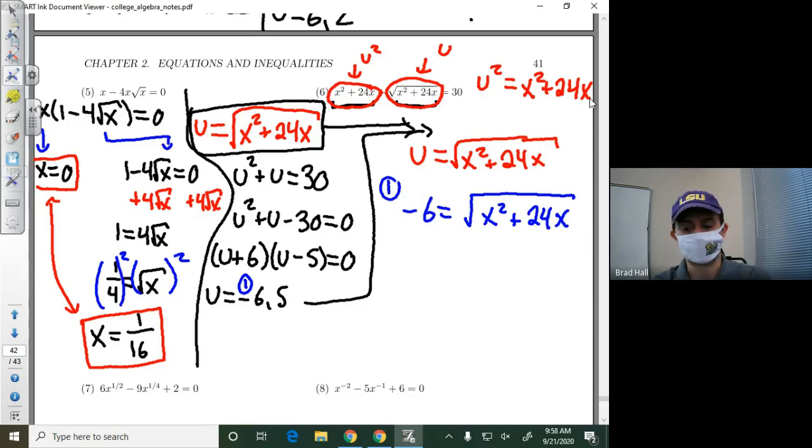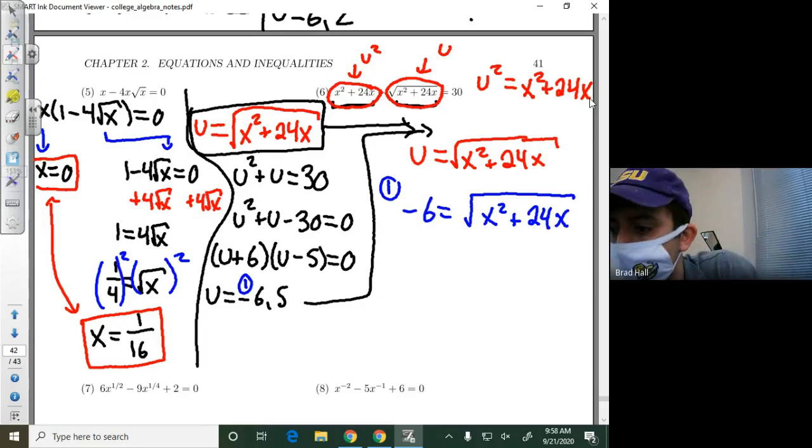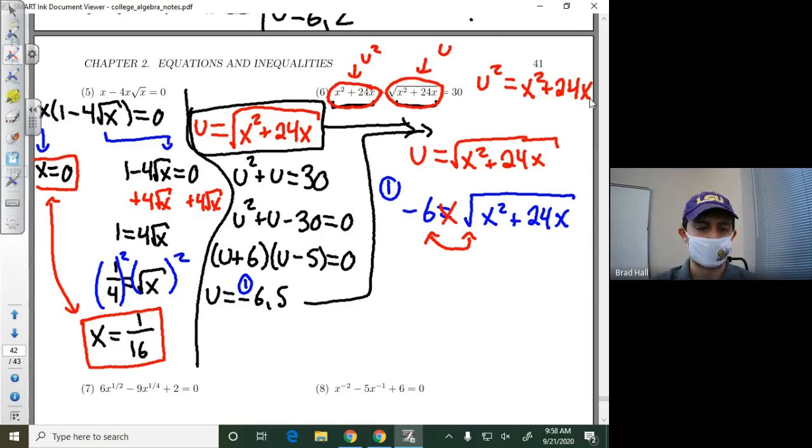However, there should be something alarming that you notice straight away. A square root cannot output a negative. This cannot happen. The square root cannot output a negative number, so this cannot happen, which means that we get no solutions from this.